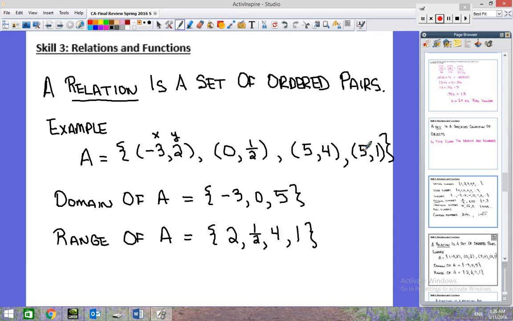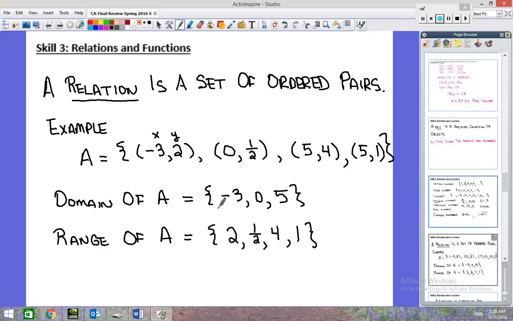When you have a relation like this, we often are interested in the domain and range of this relation. The domain is a set of x's. It's a set of first numbers. Now you can see that the domain is not ordered pairs. There's not an x and y. It's just the collection of x's.